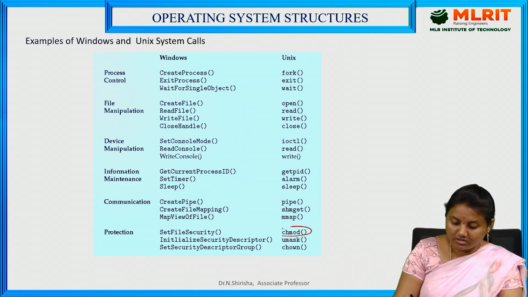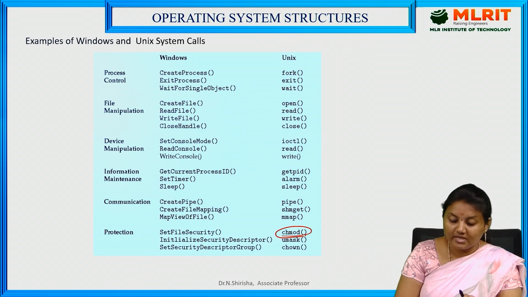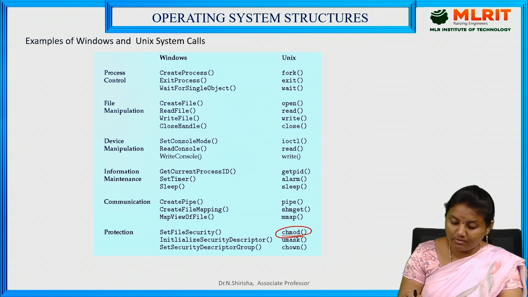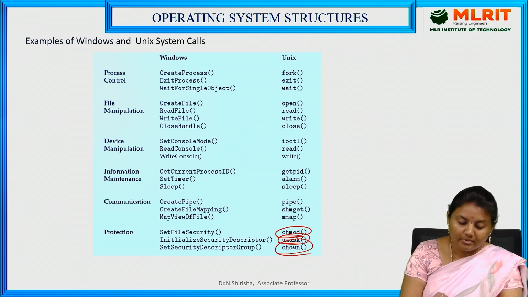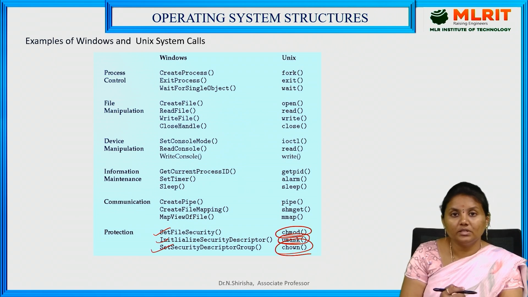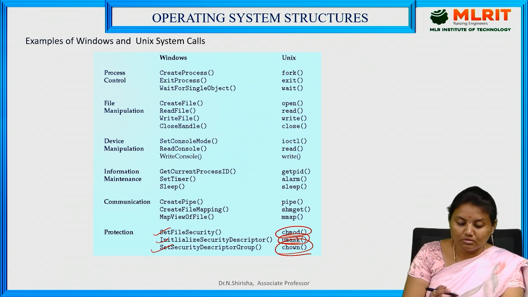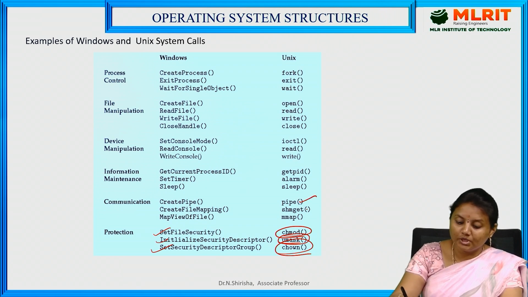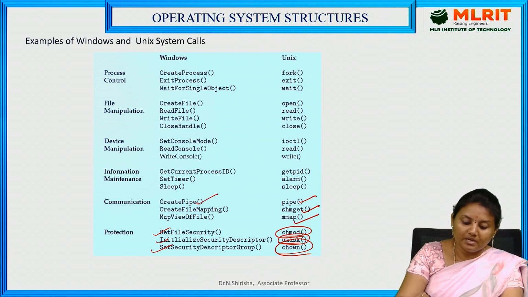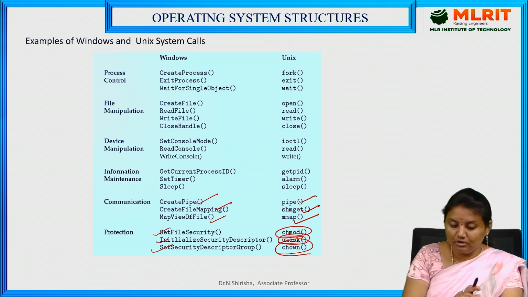And chmod, as I told you, we can use for changing the modes: read, write, execute permissions. And this is umask for changing the mask, and this is for changing the owner of the particular file. This is how we are providing the protection in Windows: set file security, initialize security descriptor, set security group descriptor. In inter-process communication, we have to use pipe, shared memory and message passing. This is mmap. And create pipe, create file mapping, map view of file. These are in the Windows operating system.